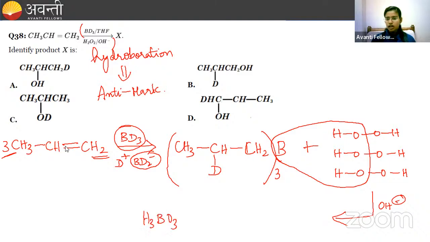H3BO3 will come out and the remaining 3 OH will go and form the bond with the alkyl group. And finally, we get 3 molecules of CH3CH2OH. Okay, clear? So this particular product is given in option B. So we are getting option B as the correct answer for this question. Got it? So moving on to the next question.